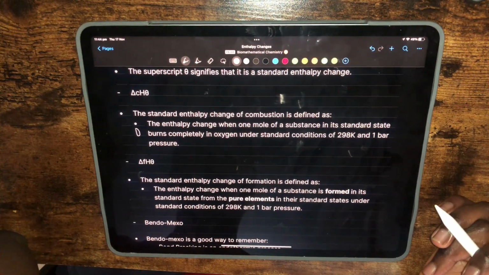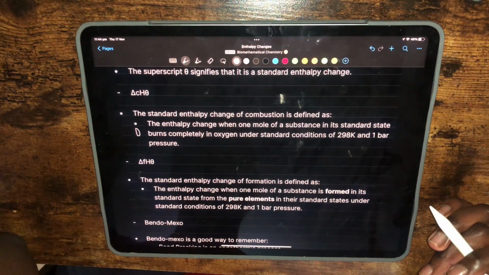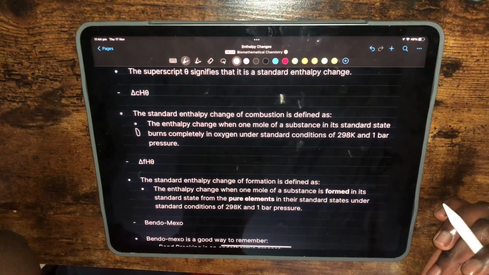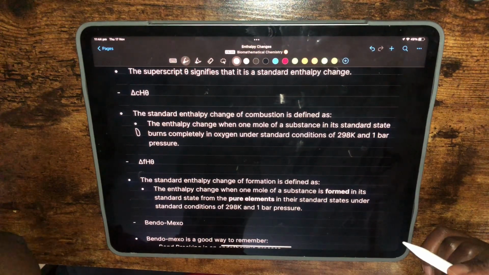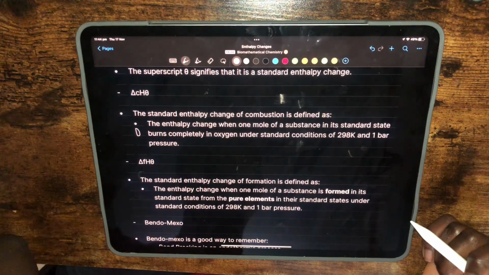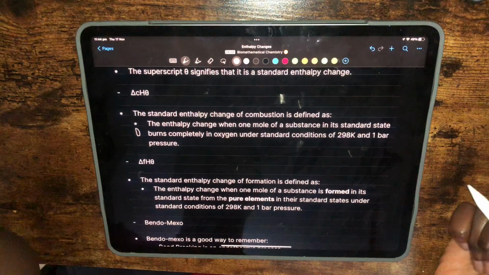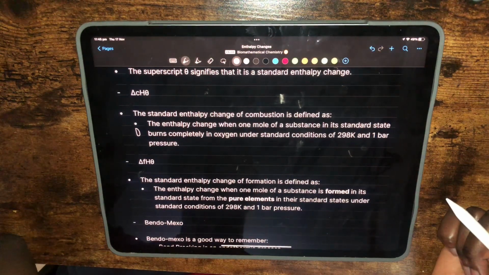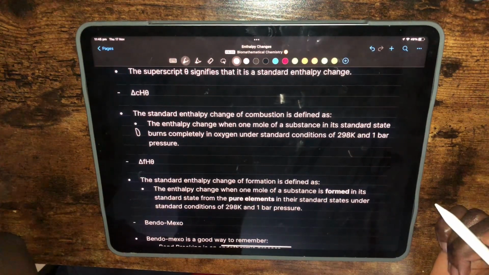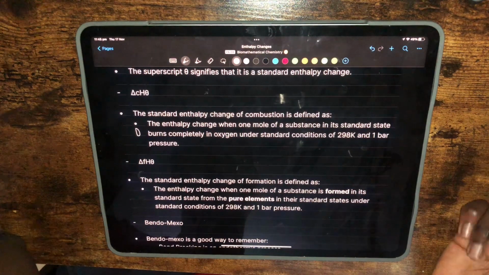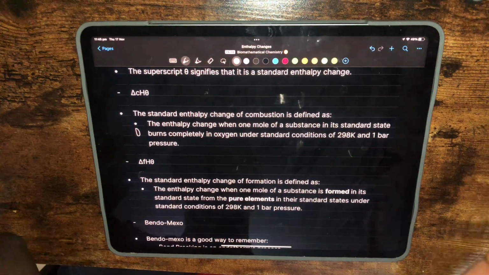So if you're forming a compound using elements, if you form a compound using oxygen, it has to be oxygen at room temperature and pressure, which is a gas. Or iodine at room temperature and pressure. So iodine at room temperature and pressure is a solid. You can't have the enthalpy of formation when iodine is a gas or liquid. That's because it's not under standard conditions.